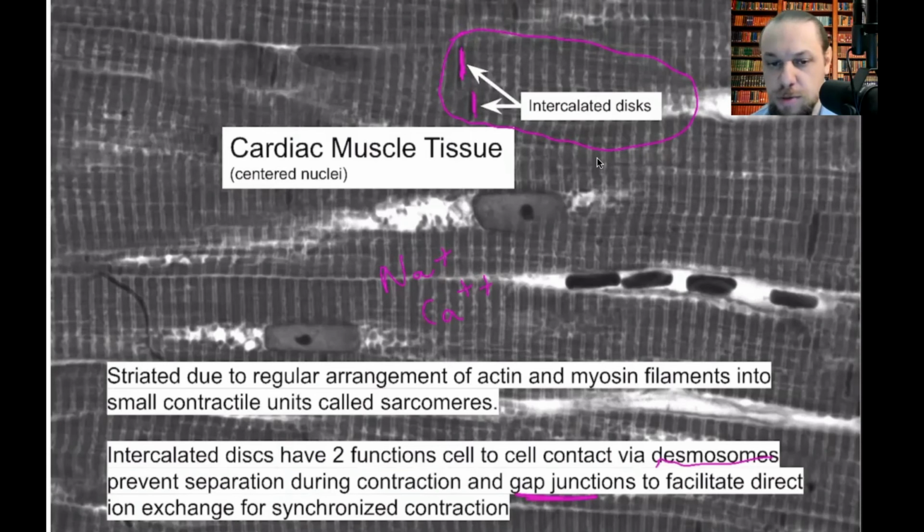The other tissues do not have this. So remember, intercalated discs have two components. They have the desmosomes that basically keep the cells together, right? They prevent them from separating. And they also have these gap junctions that allow ion exchange to occur.